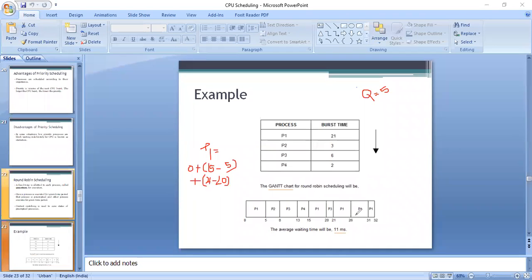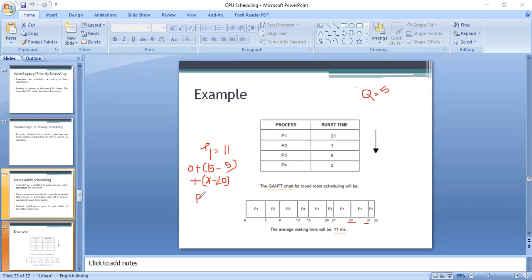Then afterwards, it got the next response immediately at 26 seconds, and 26 is the completion of the first provided. So 26 minus 26 remains 0. 31 minus 31 remains 0. So we are not going to mention this. So the waiting time here will be 11. Right? So P1's waiting time will be 11.